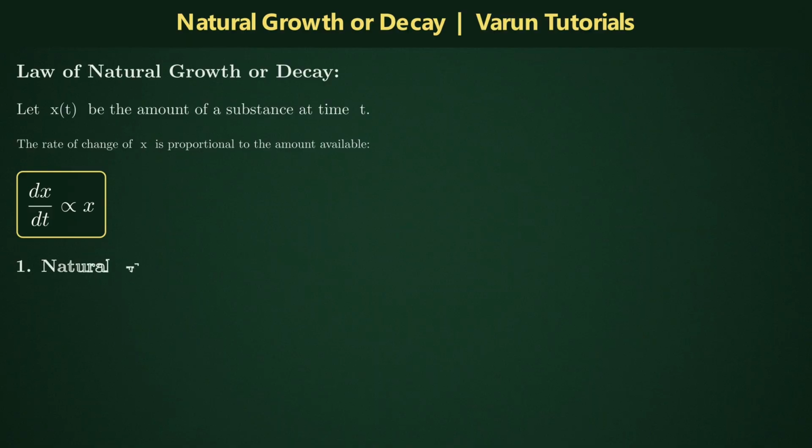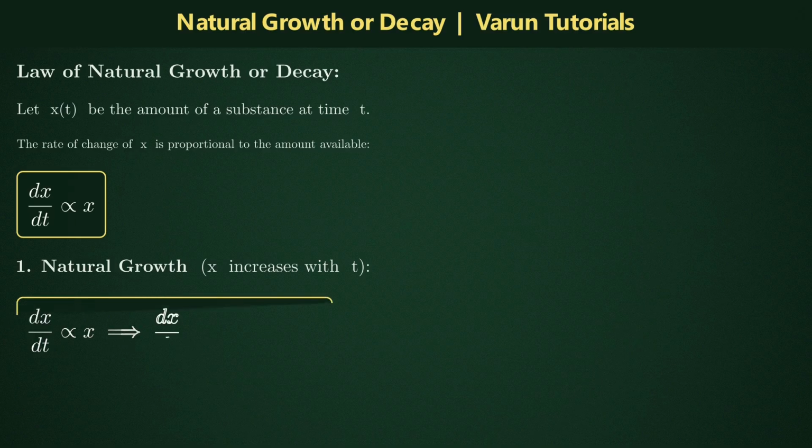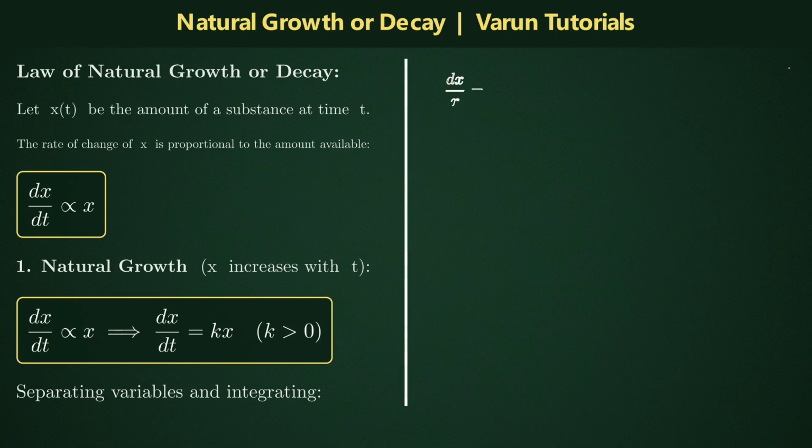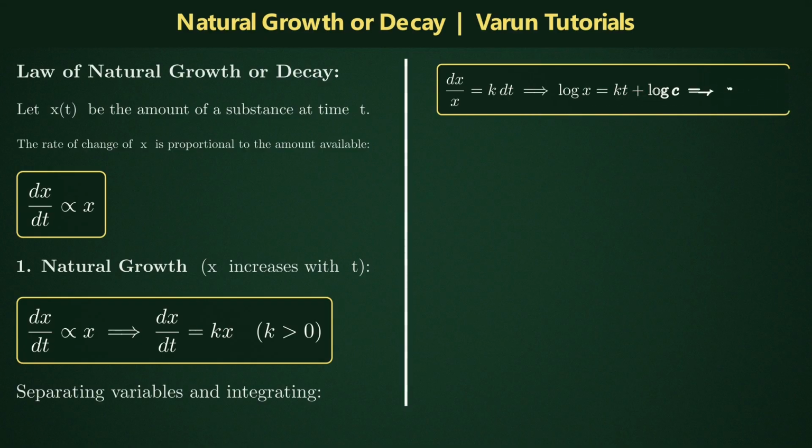First, let's consider natural growth, where the quantity increases over time. The rate of change is proportional to x, which gives dx by dt equals kx, where k is a positive constant. Separating variables and integrating gives dx over x equals k dt. Integrating both sides yields the general exponential solution x equals c times e to the power of kt.